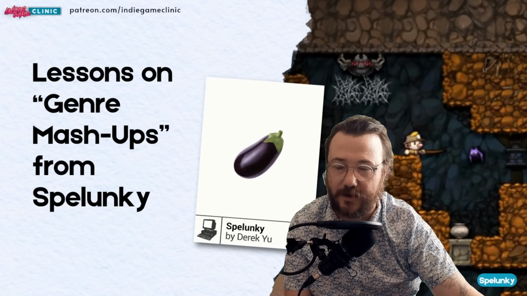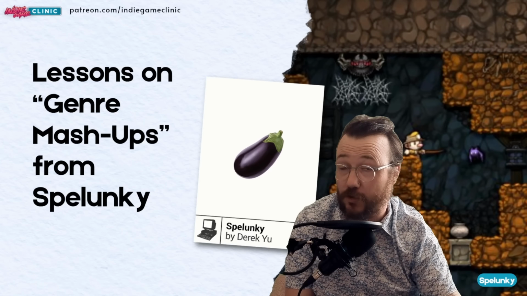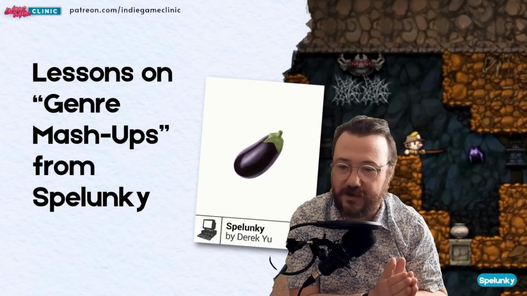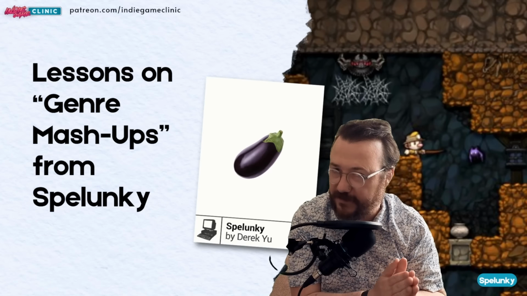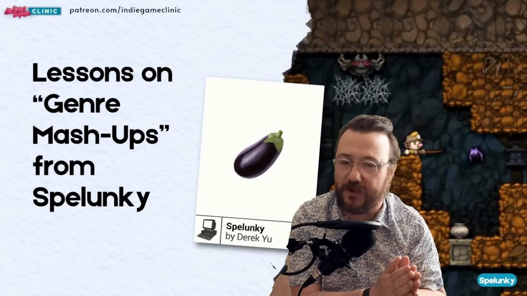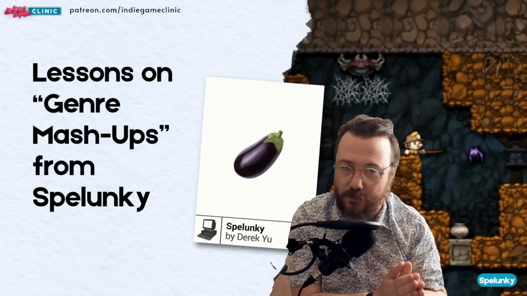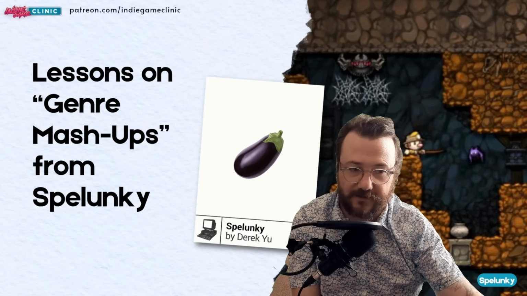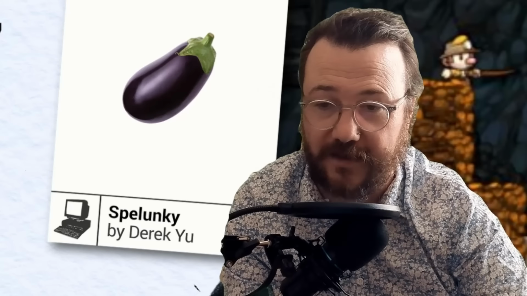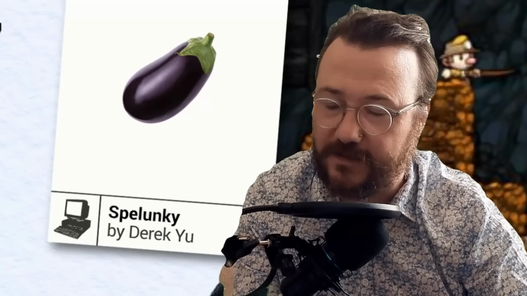Spelunky is a great example of a game that nails what we would call a genre mashup. Nowadays, the idea of a platformer with procedurally generated levels is probably not that amazing, but when this game came out, it really was one of the first of its kind. And Derek Yu's Spelunky book has some excellent insights into this.